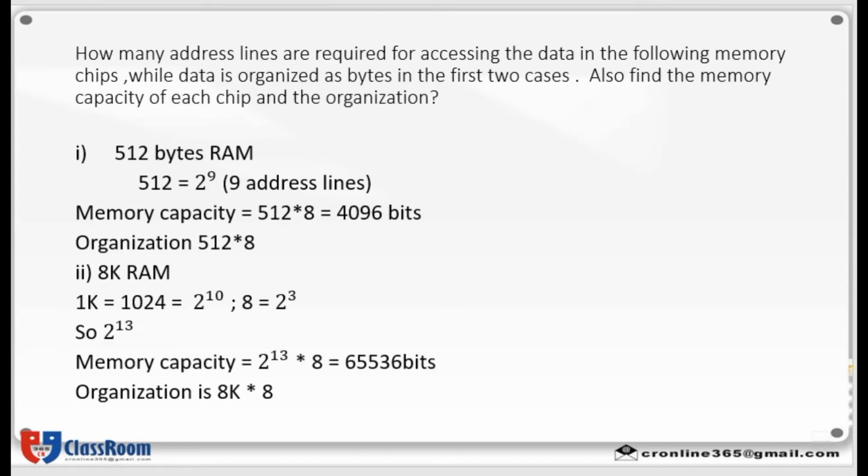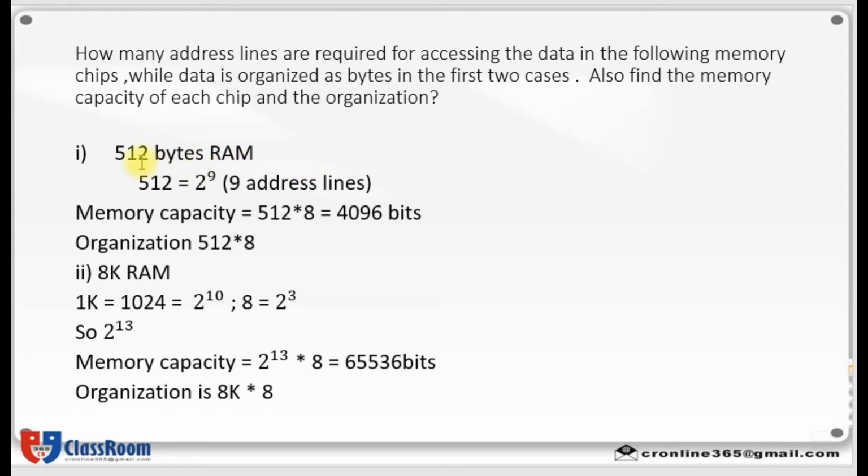Let us see this with an example. How many address lines are required for accessing the data in the following memory chips while data is organized as bytes in the first two cases? Also find the memory capacity of each chip and organization. First question, 512 bytes of RAM.